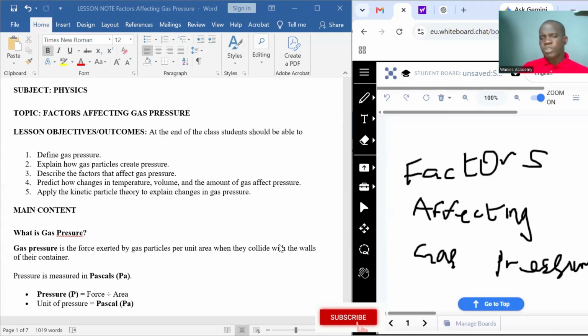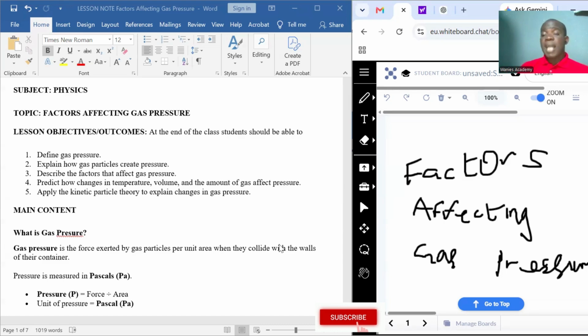What is gas pressure? Gas pressure is a force exerted by gas particles per unit area when they collide with the wall of their container. We all know that gases are made up of particles. All the three states of matter are made up of particles, including the gaseous state.